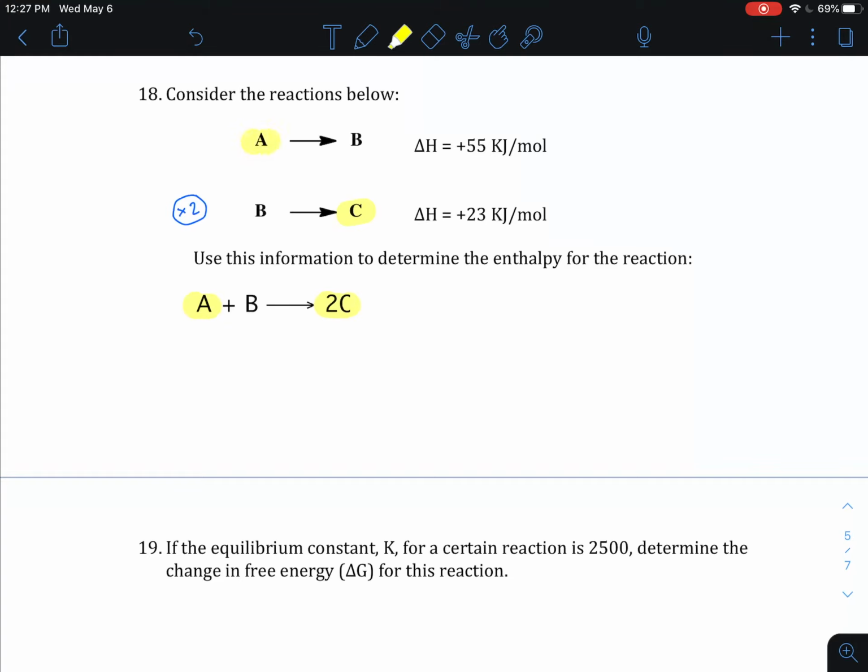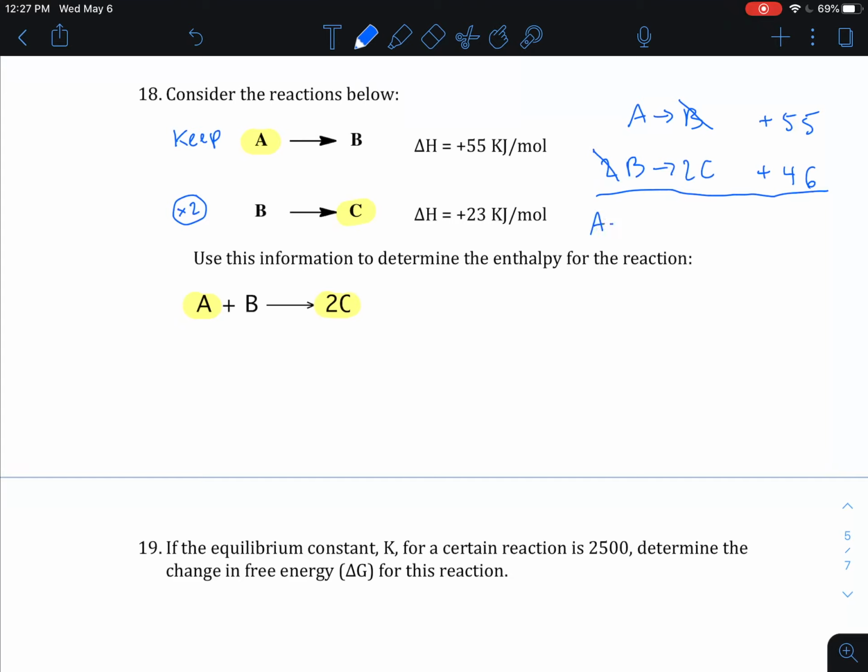In the same way, I can see that I need an A in the overall reaction, and the only source of A is the top reaction. So that one I'm just going to leave as is. And so now in the simplest way, I can just add these together. So we'll make it A makes B plus 55. And then we'll make the other one 2B makes 2C, and we'll double the value, plus 46.